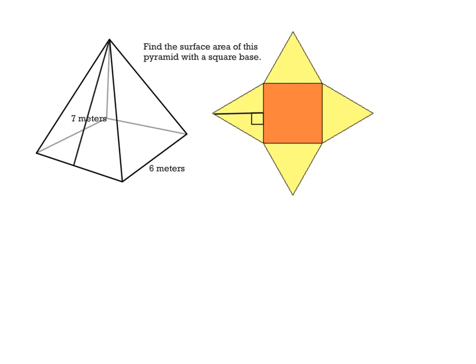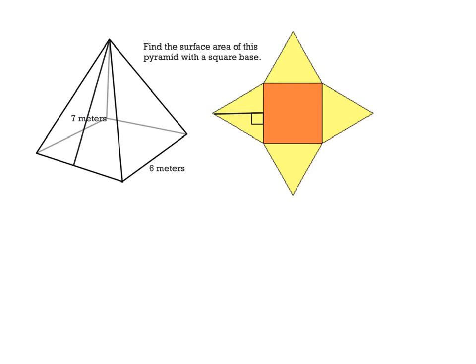For this problem, we want to find the surface area of this pyramid that has a square base. And what I've done is I've drawn the net over here. Now would be a really good time to think about the connection between these two shapes. There's a square base here. That's where it appears in the net. There are 1, 2, 3, 4 triangular faces, and here we have 1, 2, 3, 4 triangular faces.